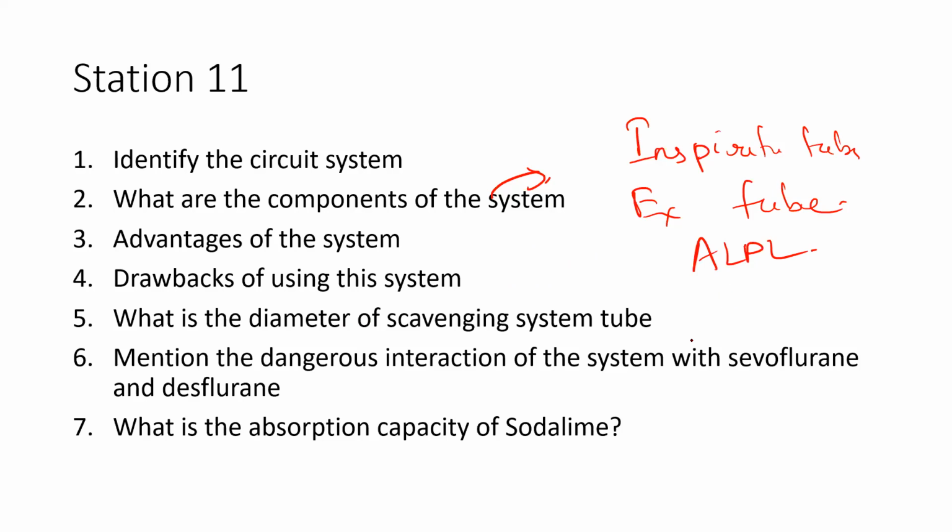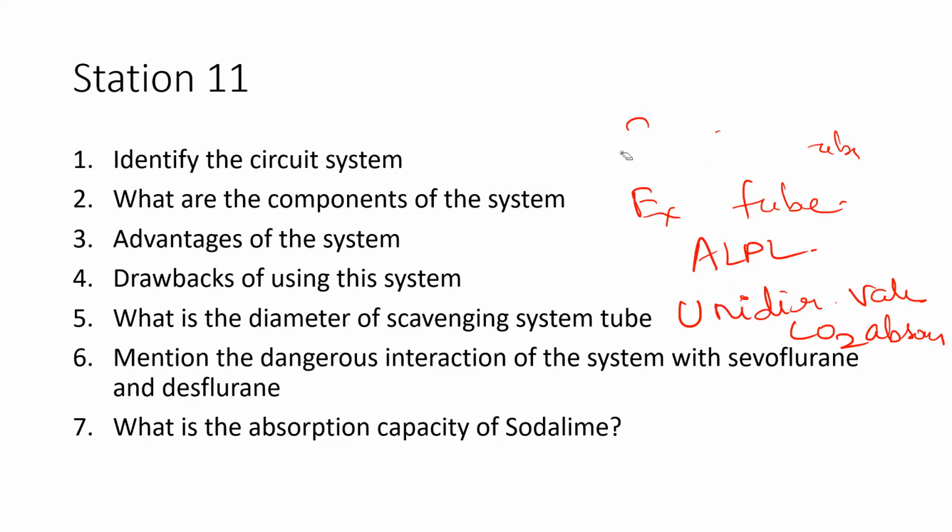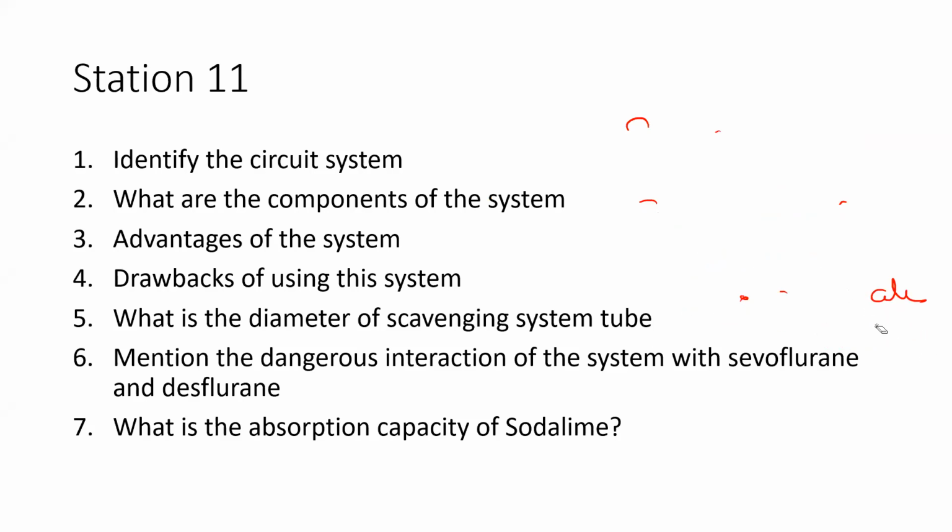Then bellows. Bellows are not part of the circle system. Sorry. Unidirectional valve. Very good. CO2 absorber, soda lime absorber. So these are the components of the circle system. Okay, so these are five components: inspiratory tube, expiratory tube, and their corresponding unidirectional valves. Then you have an APL valve, and then you have a soda lime canister.